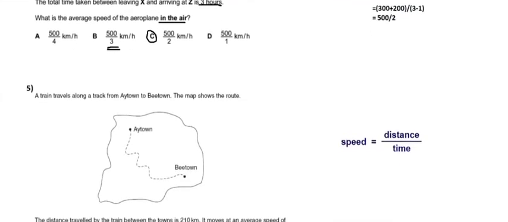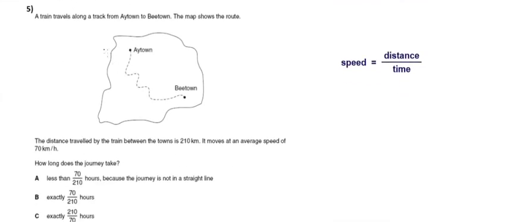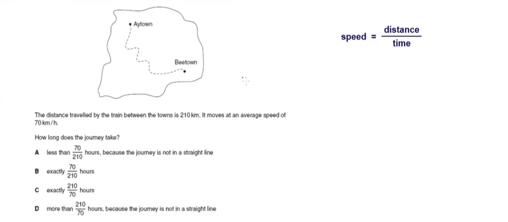Now question number 5. A train travels along the track from town A to town B. A map shows the route. Okay, it is starting from town A, going towards town B, and you can see the distance covered by the train between the towns is 220 km. It moves at an average speed of 70 km per hour. How long does the journey take?